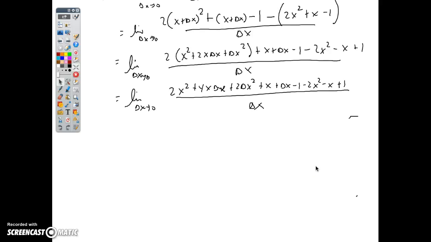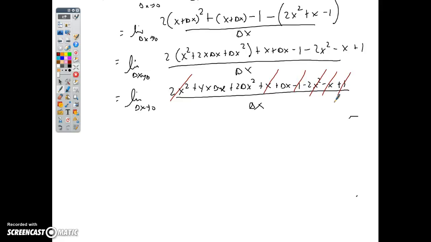Now, anything I can cancel out? I'll give you a huge hint. Everything without a delta x, I shouldn't have said x. My bad. Anything that does not have a delta x should, at this point, cancel out every time. So I got 2x squared, I got 2x squared. Boom. Boom. Boom. I've got an x here, a negative x there, a negative 1, and a plus 1 here. Everything's got delta x in it too, right?